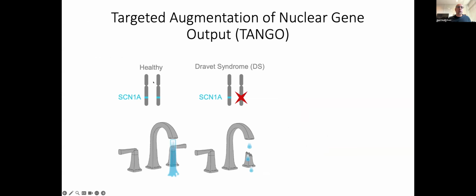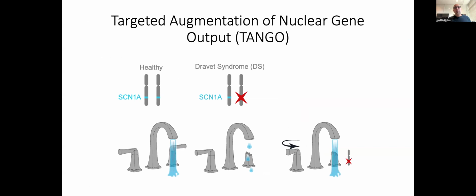So we have two healthy controls. This could be seen as the two faucets. You can fill your beaker with water. In the disease situation, you have one allele, one chromosome that is not working. So you have basically less water coming out of the faucet. And so the way is not to repair the broken one, but actually make the other one work harder.